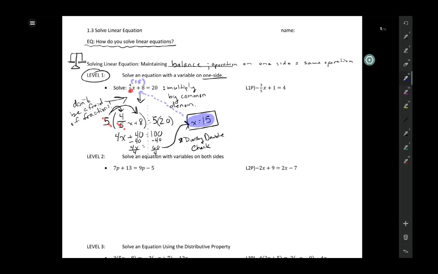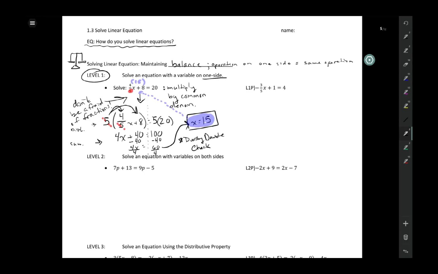Okay, now solving equations, notice we subtracted first. Okay, first we distributed, then we subtracted. Solving equations is about going the opposite direction of PEMDAS, okay? You're kind of working backwards.